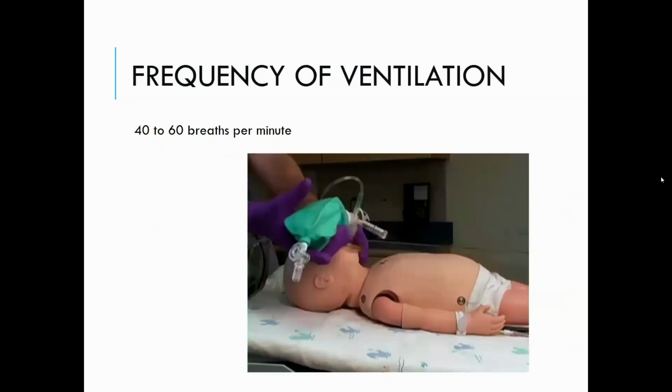So the frequency of ventilation. If you want to give just oxygen, so this is for a baby that has a little bit of labored breathing, their heart rate is still greater than 100, you want to give at least 40 to 60 breaths per minute. 40 to 60 breaths per minute.